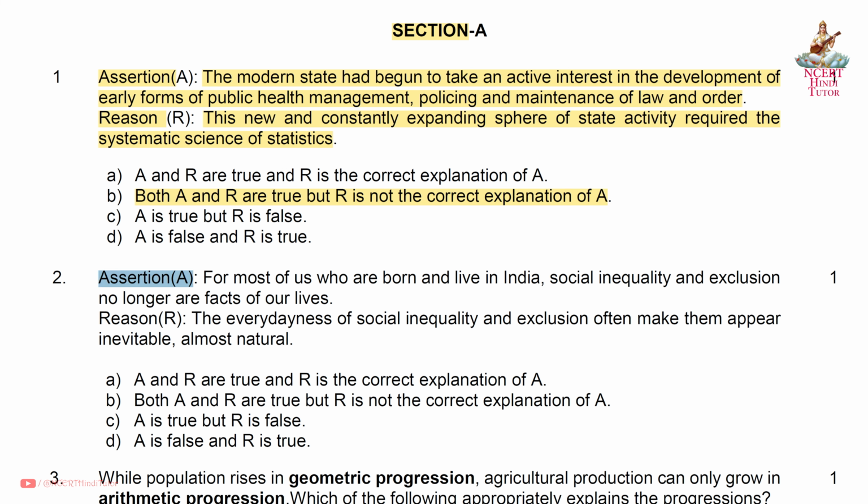Question 2. Assertion A: For most of us who are born and live in India, social inequality and exclusion no longer are facts of our lives. Reason R: The everydayness of social inequality and exclusion often makes them appear inevitable, almost natural. Answer is D. A is false and R is true.